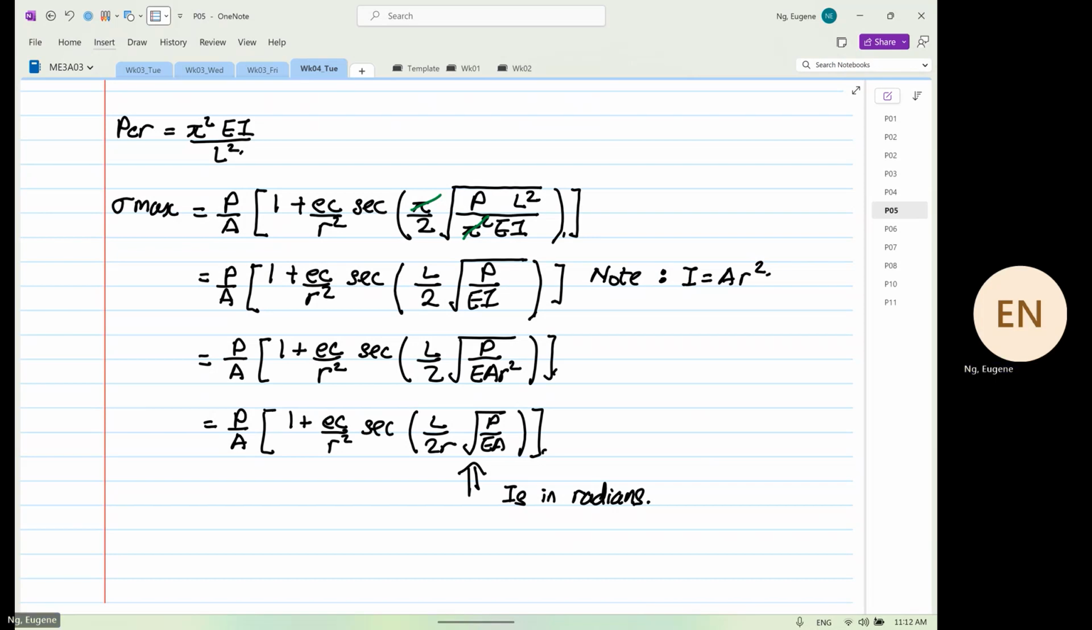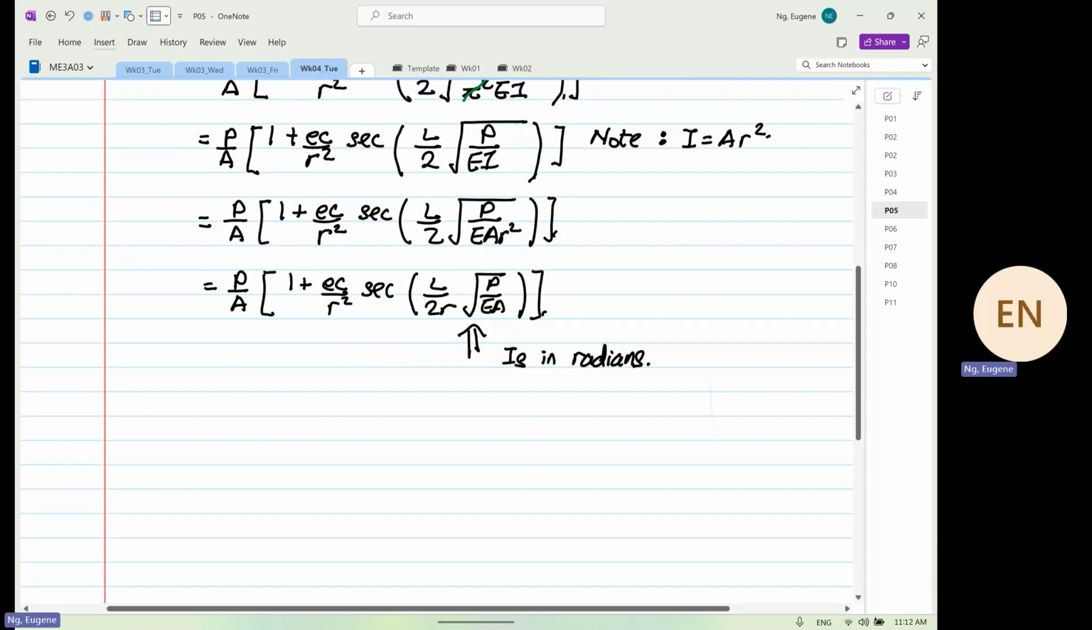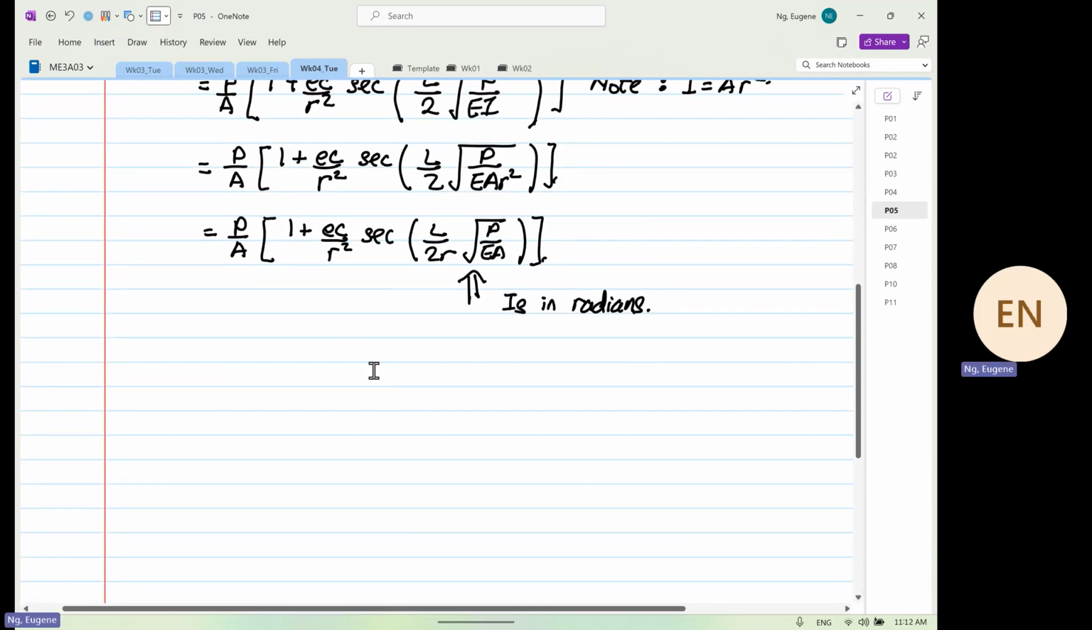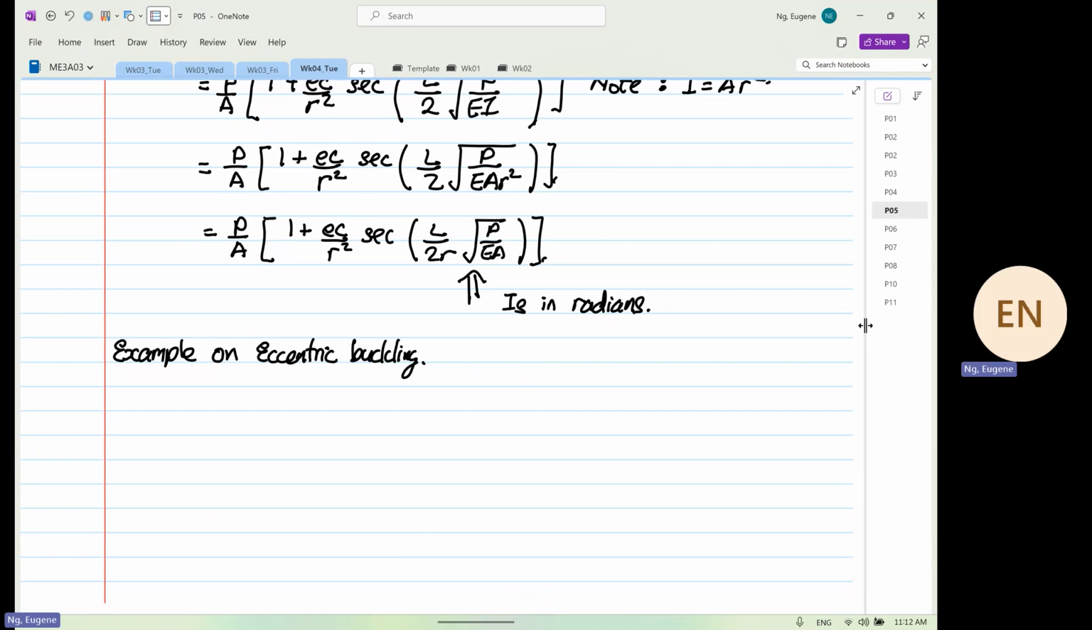Right. So this is the formula, okay? And it's nothing scary. So, let's do an example on eccentric buckling. Now, this buckling thing that we are learning in 3E03, this is going to be the first topic that you will learn in buckling, okay? So don't throw these notes away.